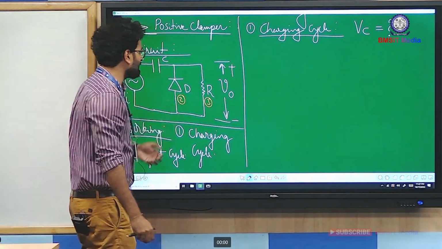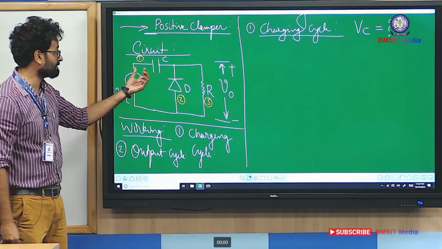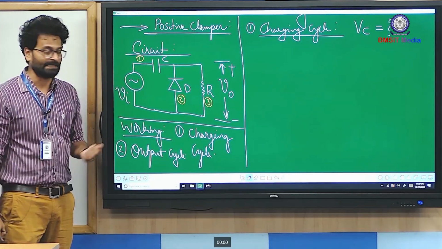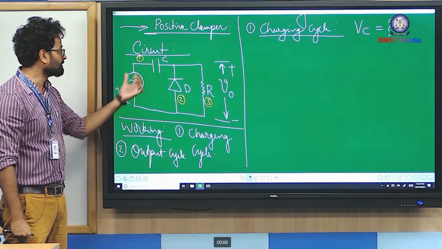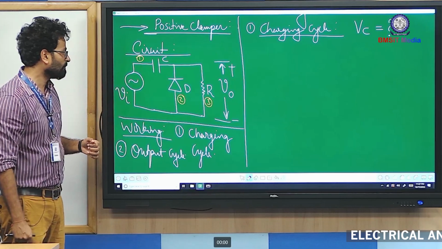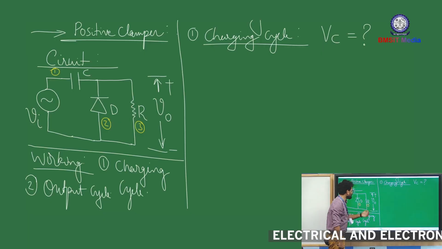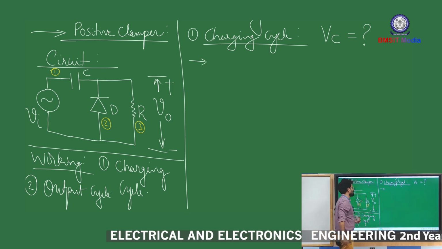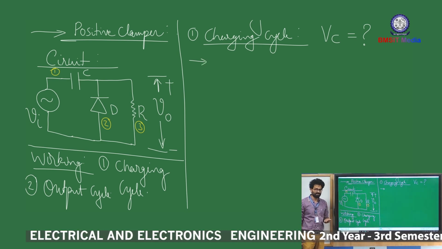So initially it is assumed that the capacitor is uncharged. That means to say there is no initial condition. There is no stray voltage present across the plates of the capacitor. Okay, so Vc is 0 and we will identify the charging cycle. You have to identify the charging cycle first.